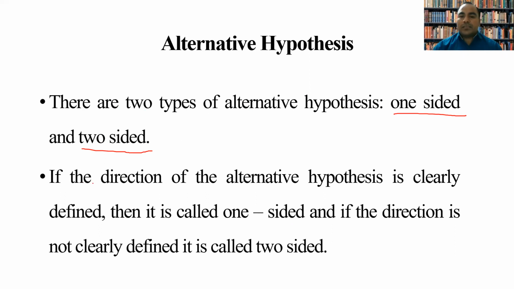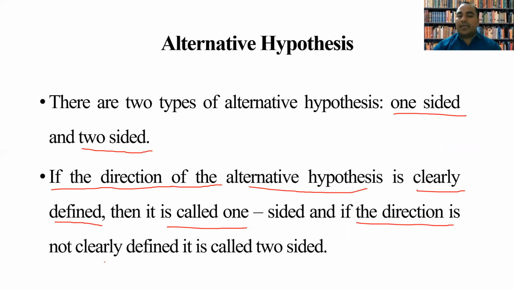So what is one-sided? What is two-sided? If the direction of the alternative hypothesis is clearly defined, then it is called one-sided test or one-tailed test. And if the direction is not clearly defined, then it is called two-sided test.